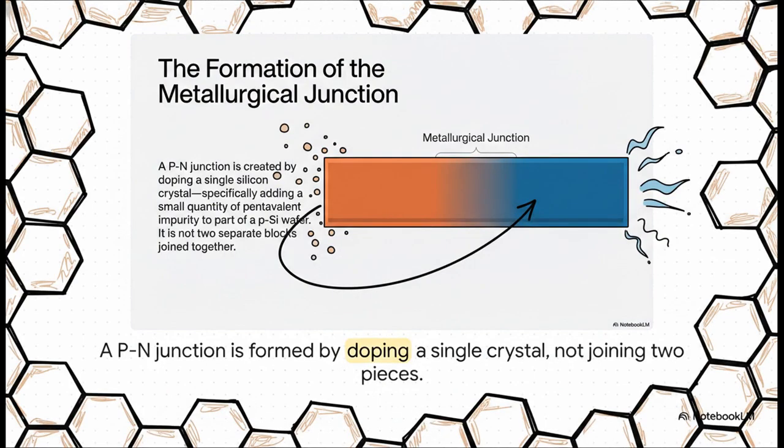The real way is so much cooler. You actually start with one single, perfectly continuous crystal of pure silicon. And then, using a process called doping, you introduce these tiny, targeted impurities into different parts of it to change their electrical properties. This is how you get 2 totally distinct regions, a p-type and an n-type, all within one single unbroken crystal. That's the secret sauce. It's not 2 pieces stuck together, it's one piece with 2 different personalities.